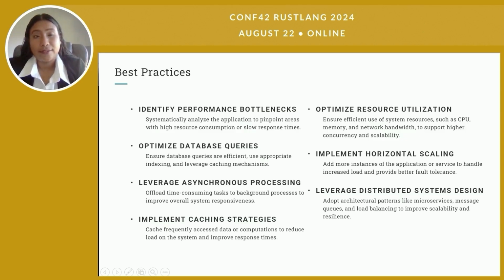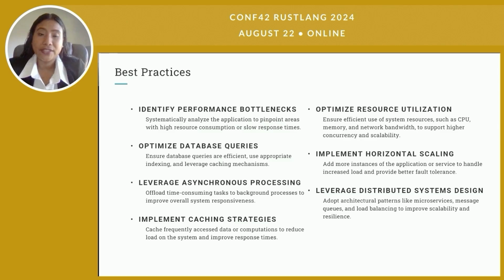Some best practices we should always follow: first, check for any bottlenecks in the system by analyzing the application to pinpoint areas with high resource consumption or slow response times. Next, optimize database queries, ensuring they are efficient, with appropriate indexing, and leverage caching mechanisms. Also leverage asynchronous processing for background processes to improve overall system responsiveness.